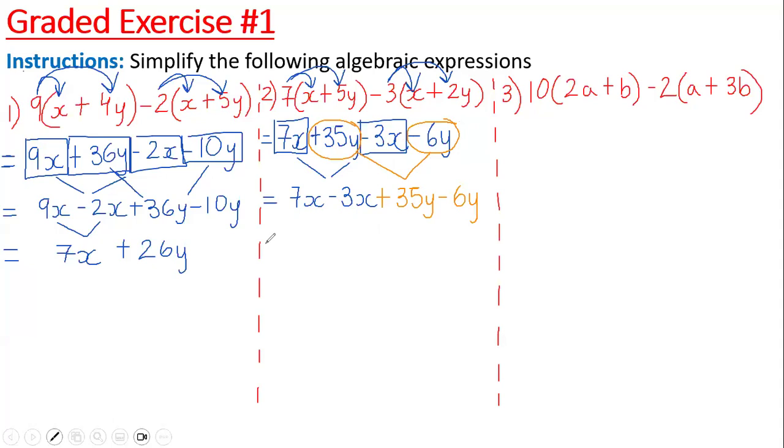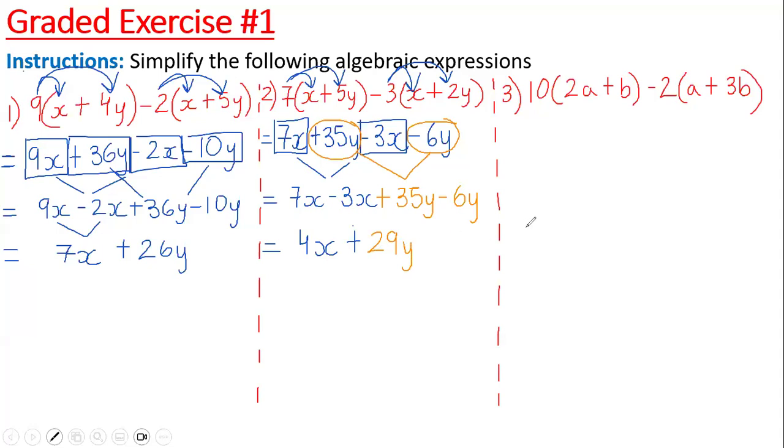All right. And so what we have now, it's going to be equal to, what is 7x minus 3x? 4x. Right? Plus, what is 35y minus 6y? 29y, very good. I didn't say you were wrong. So 4x plus 29y, you understand this now?